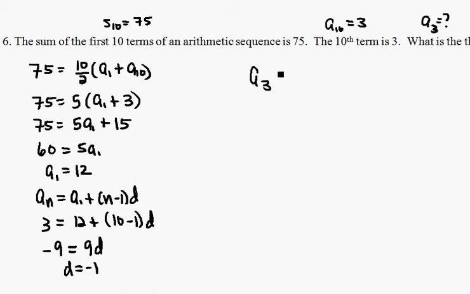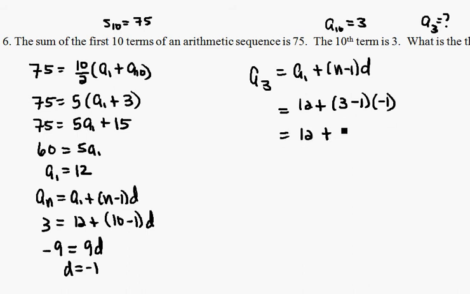So our third term will be equal to the first term plus the number of terms minus 1 times D. Plugging in what we know, the first term is 12, the number of terms is 3 minus 1, the common difference is negative 1. So I get 12 plus 2 times negative 1, which is 12 minus 2, which is 10. So the third term is 10. Look at that. 10th term is 3. Third term is 10. Interesting.